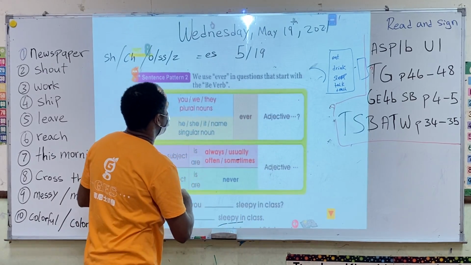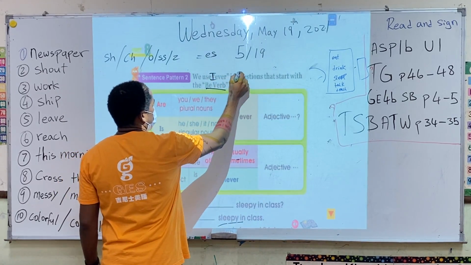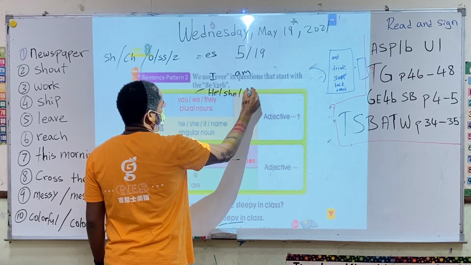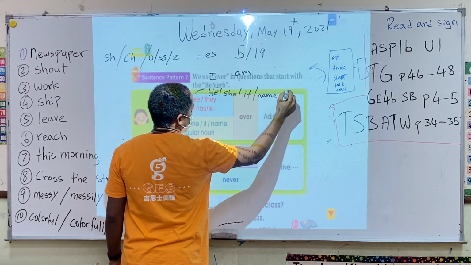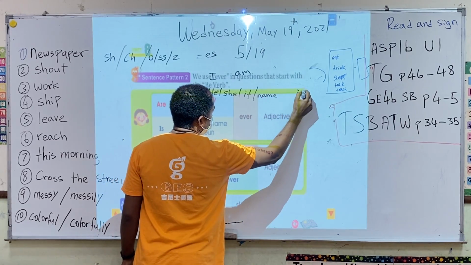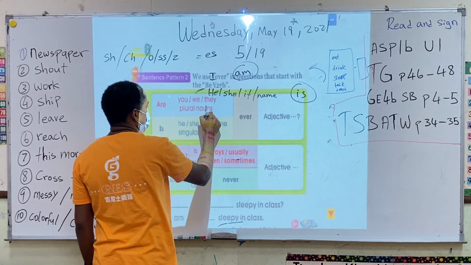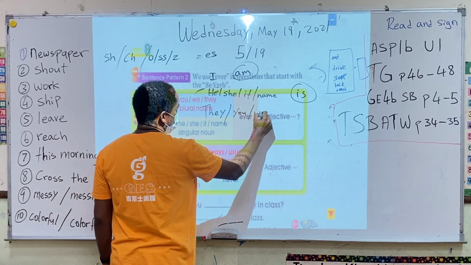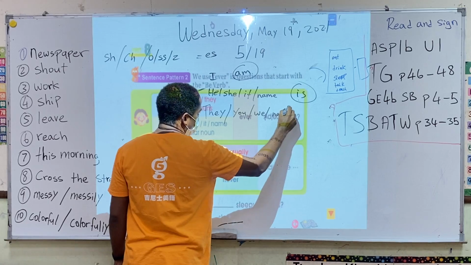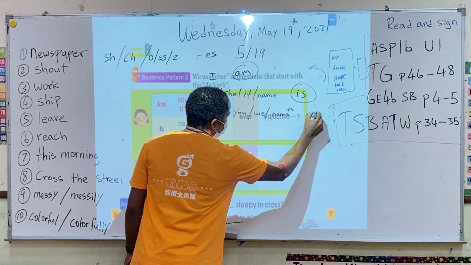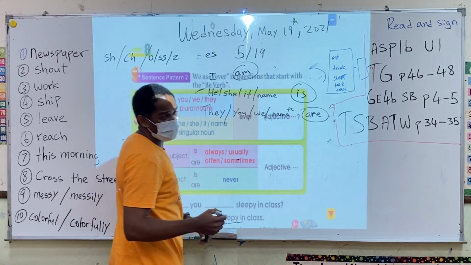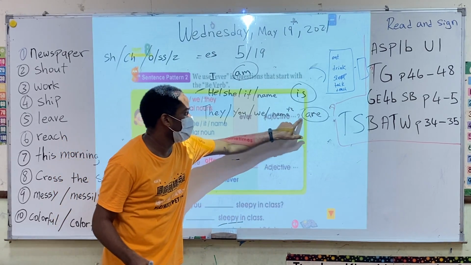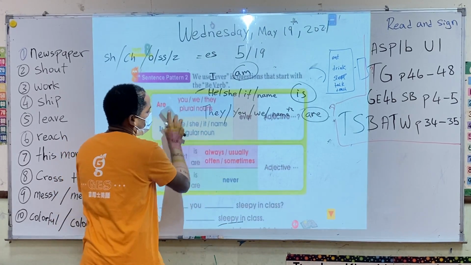So remember, the be verbs: I am; he, she, it, name, you say is; they, you, we, name plus two, use are, and all plural nouns like girls, cats, dogs. So use plural, use are. Good.